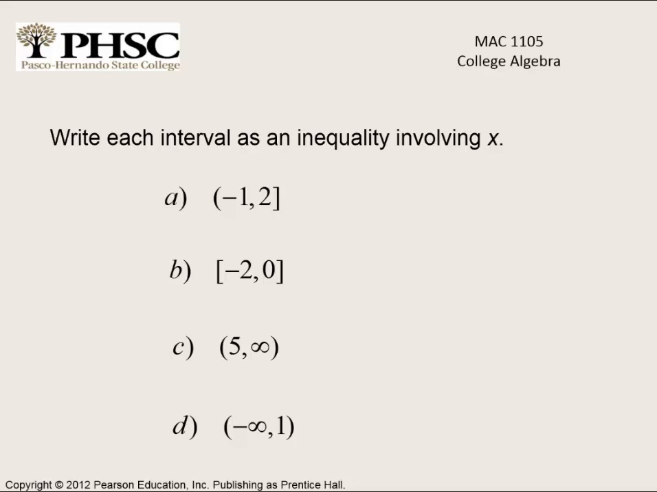The next thing is we're going to write each interval as an inequality that involves x. So here we have the half-open interval, if you will. This becomes -1 is less than x, less than or equal to 2. The next one is -2 is less than or equal to x, less than or equal to 0. The next one is x is greater than 5, and then x is less than 1. You can substitute different values and play around with them to see how you're supposed to write it as an inequality that involves x.